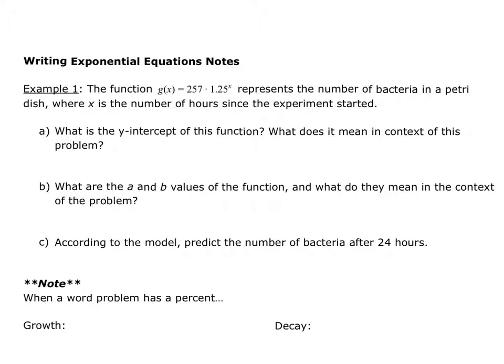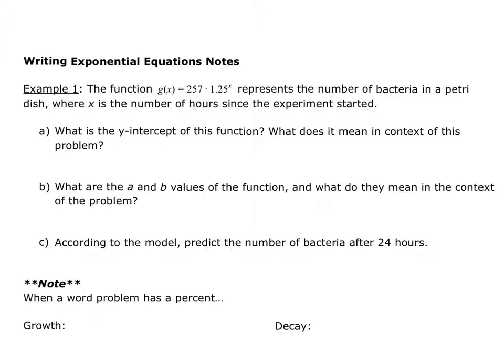So, example 1 says, the function g of x is equal to 257 times 1.25 to the x power represents the number of bacteria in a petri dish where x is the number of hours since the experiment started. All right. So part A says, what is the y-intercept for this function and what does it mean for this problem?